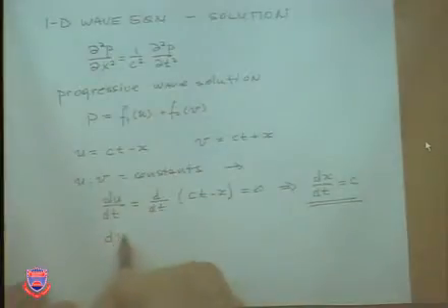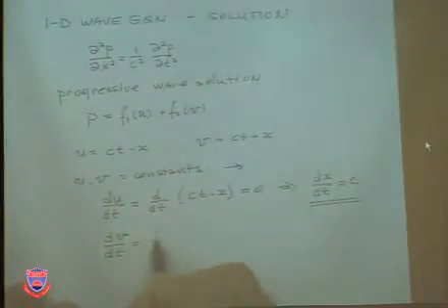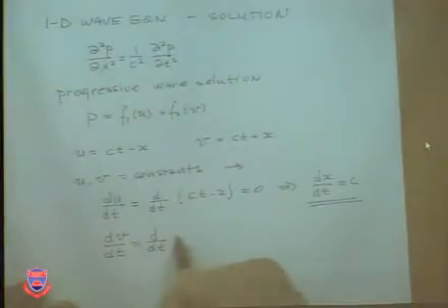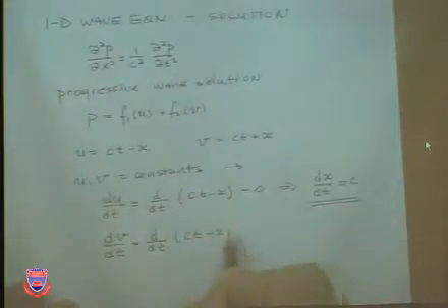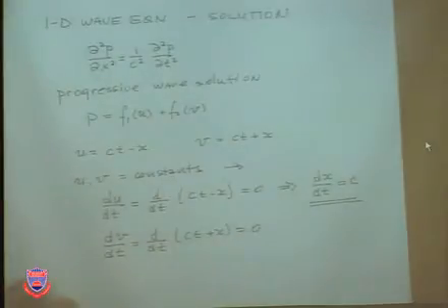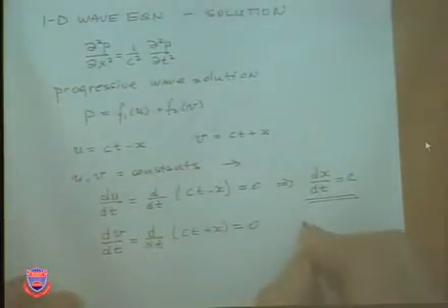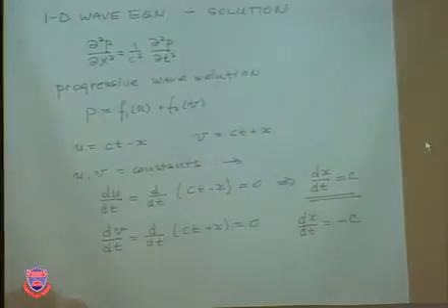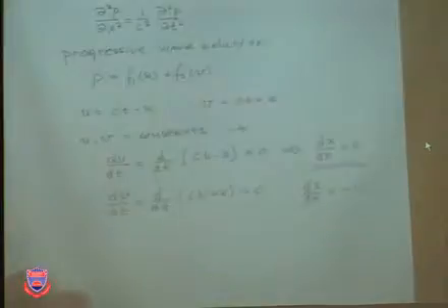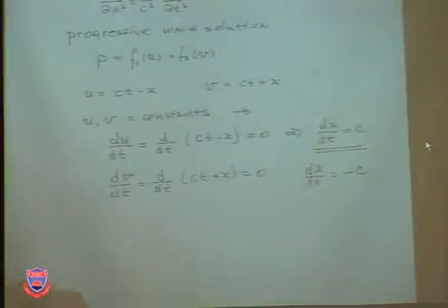And if you apply the same approach to the other solution, then we have a wave that's propagating in the opposite direction, again with the same speed of sound. Okay, so such waves have a component that propagates in the positive x and negative x direction, and the wave speed is equal to c.